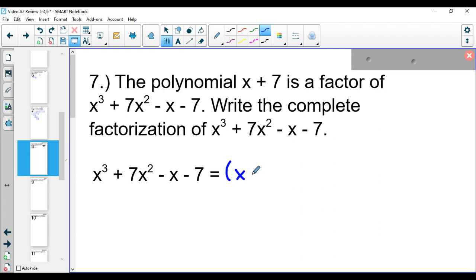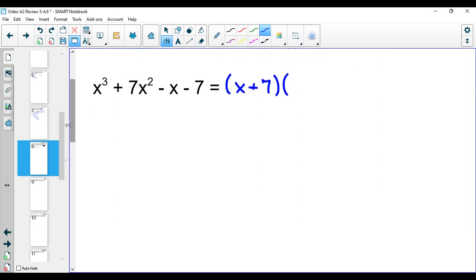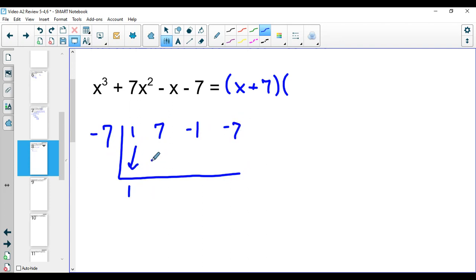So right away, I'm going to put our first factor, x plus 7, on the answer line. And now this one's actually going to be easier because we can use synthetic division. So I'm going to put negative 7 out here, outside the synthetic division. And then going across, are there any missing terms? No. So 1 for the x to the third, 7 for the 7x squared, negative 1 for negative x, and negative 7 for the constant. Bring down the 1, multiply, get negative 7, combine and get 0, multiply and get 0, combine, get negative 1, and negative 7 times negative 1 becomes a positive 7, and we get no remainder, which is good.